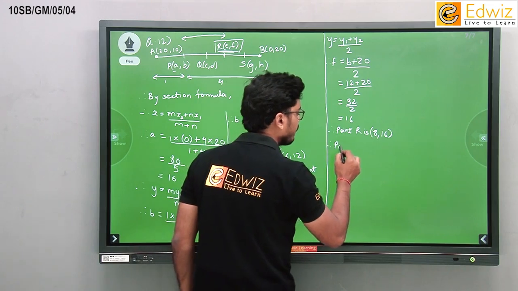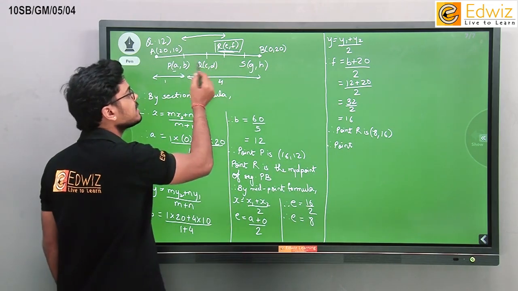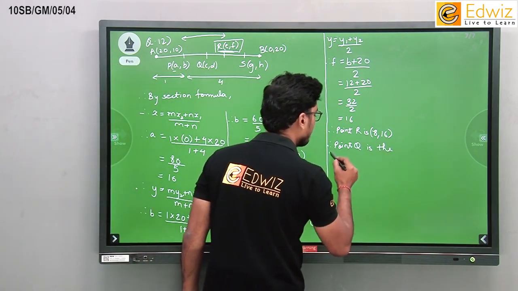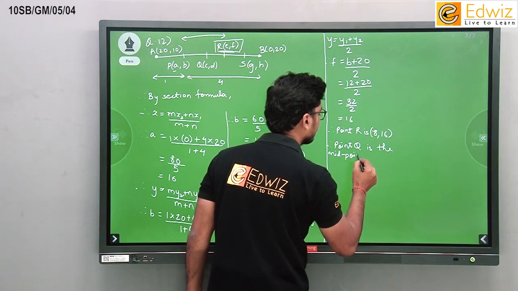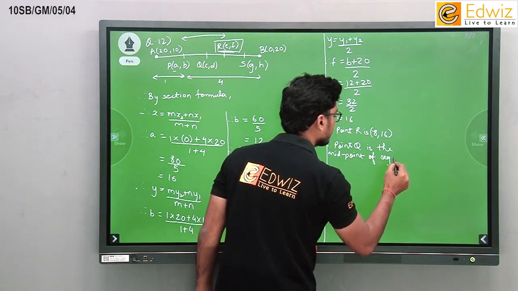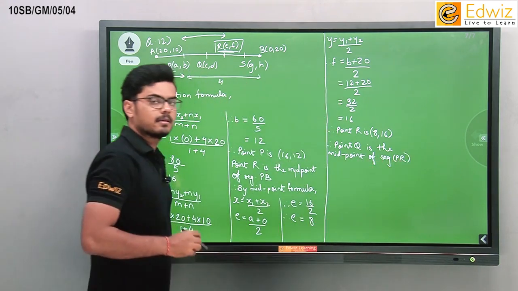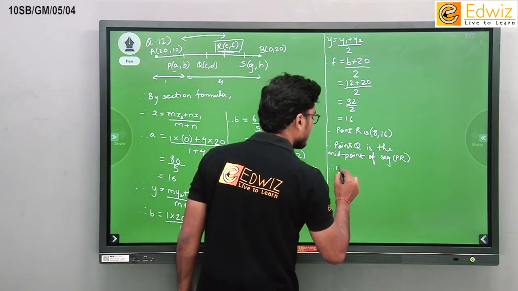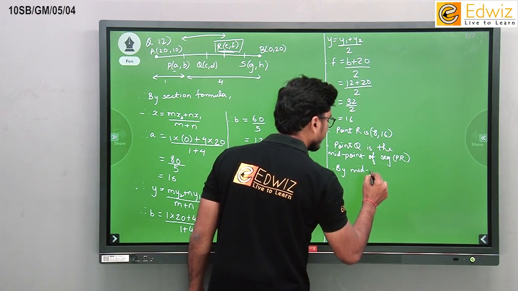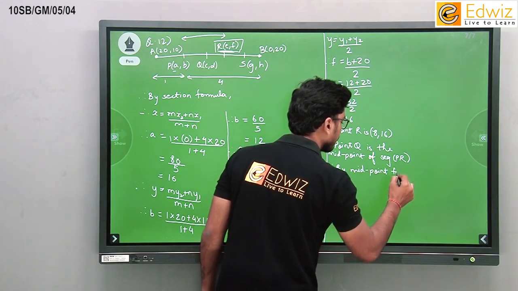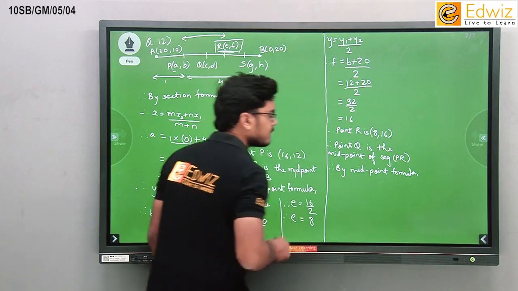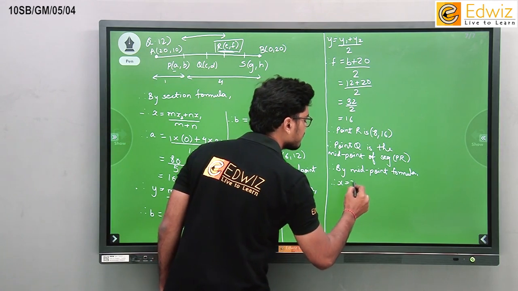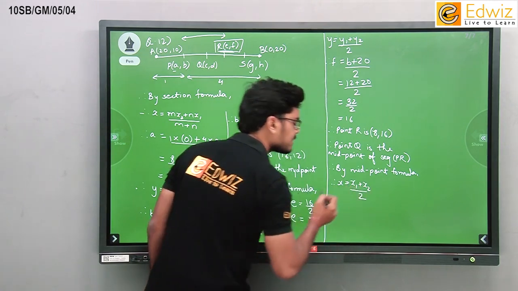Therefore, we know that point Q is the midpoint of segment PR. Correct? Line segment PR का midpoint is Q. So we use midpoint formula again. Therefore, by midpoint formula, okay, this time Q is the midpoint. So X will be X1 plus X2 divided by 2. This is the midpoint formula.